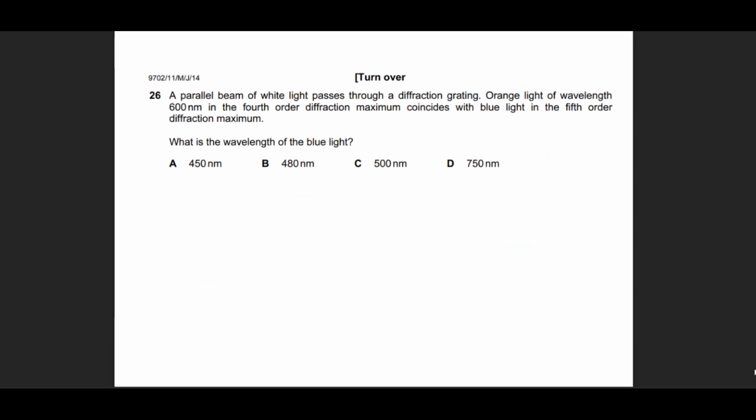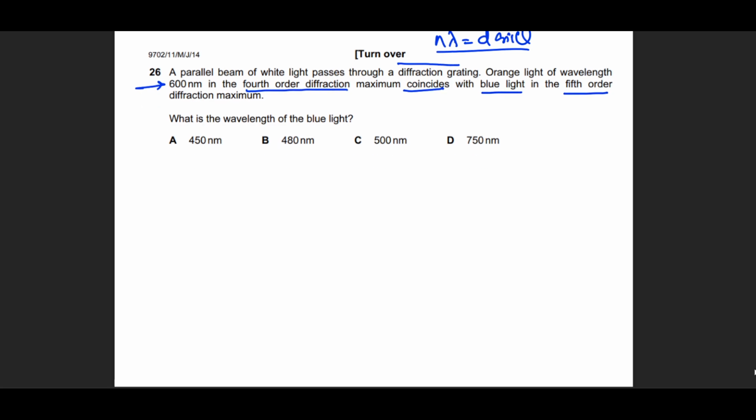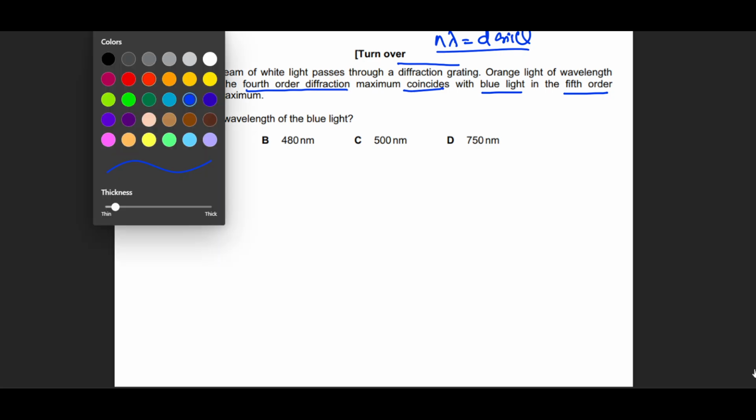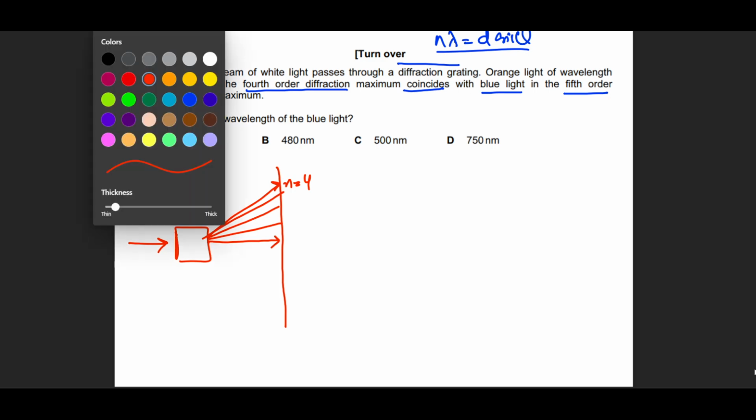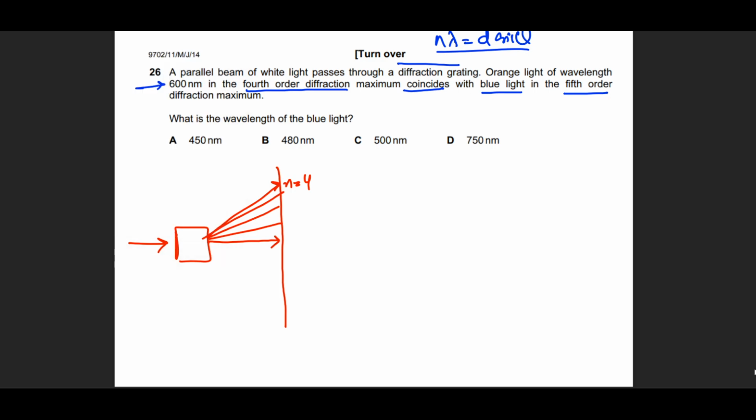Last question. Again, this question is about diffraction grating. I'm going to use n lambda equals d sine theta in my system. He says orange light is 600 nanometers and its fourth order diffraction coincides with the blue light of the fifth order, which means that if they match, their angles are going to be the same. What does that mean? It means that if we introduce orange color, and on the screen this is the central fringe, 1, 2, 3, 4. So N of 4 for orange matches with the fifth order of the blue or violet.